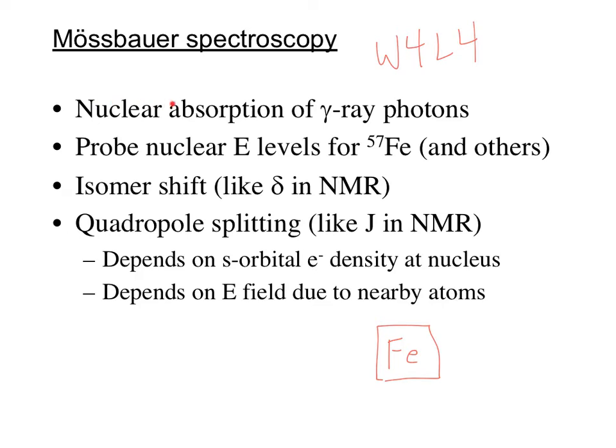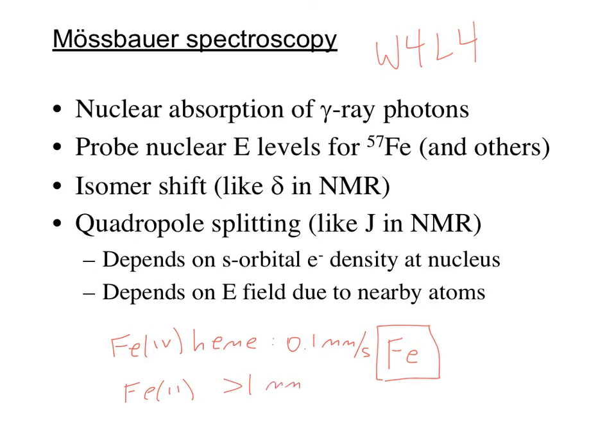You have nuclear absorption of gamma ray photons. We're looking at absorption of gamma rays causing a nuclear excitation. We can then probe the nuclear energy levels for iron nuclei, and this gives us isomer shifts, which is like the chemical shift. The isomer shift for these species ranges from 0 to 0.1 millimeters per second for an iron 4 to greater than 1 millimeter per second for an iron 2 that has nitrogen and oxygen ligands.